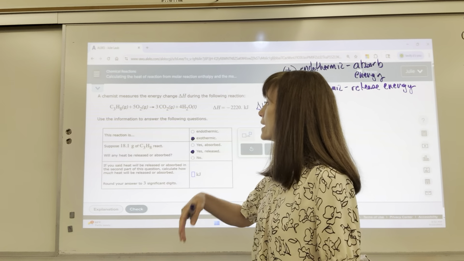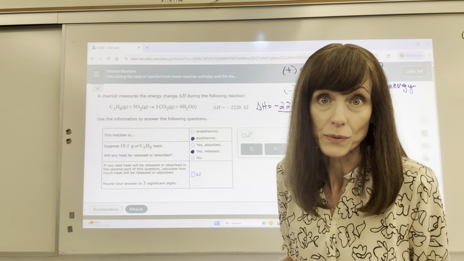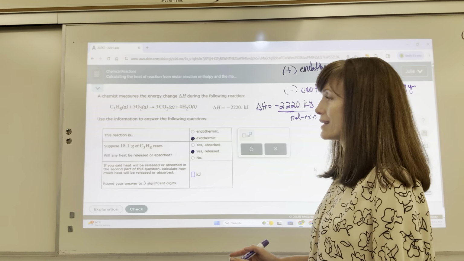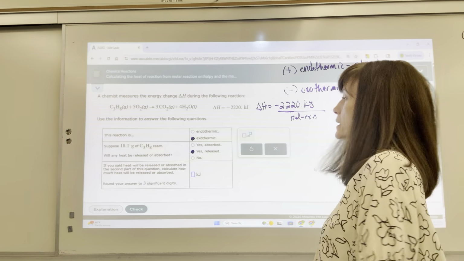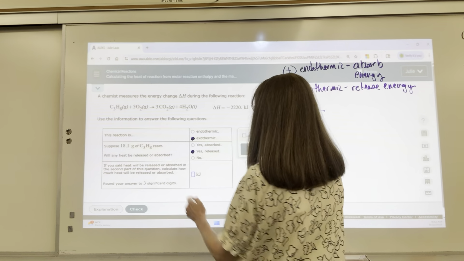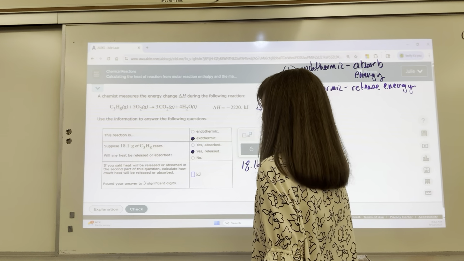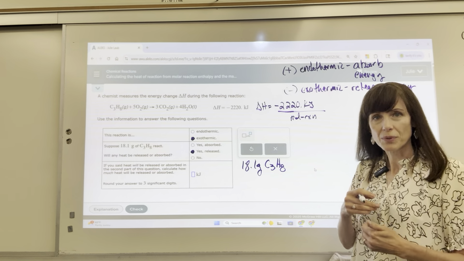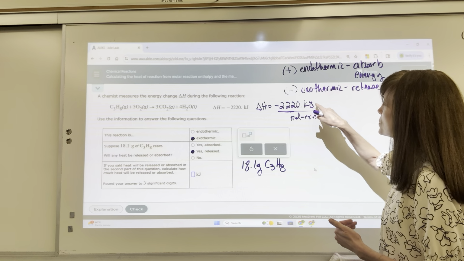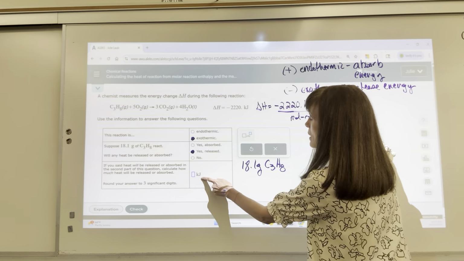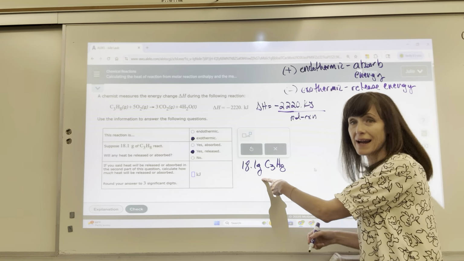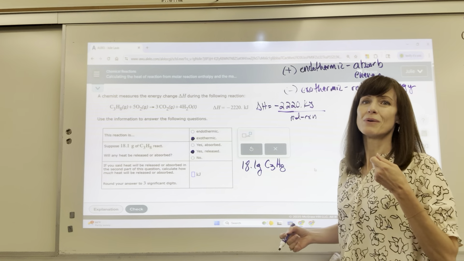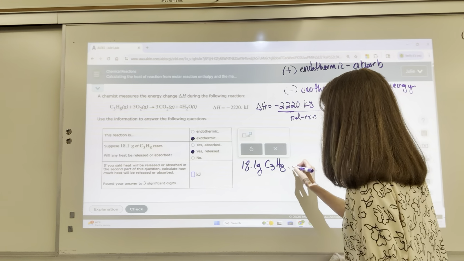It says, if you said heat will be released or absorbed, which it always will be in this question, in the second part of the question, calculate how much heat will be released. Here's the math. You always begin with what you're given. So we're going to start with our 18.1 grams of the propane. Now here's the deal. To walk the bridge, to go from moles to energy, and that's what we want, right? We want kilojoules. That means I have to bring grams to moles. I say this 1,000 times in my class. Bring it to moles, bring it to moles. So let's bring this to moles.